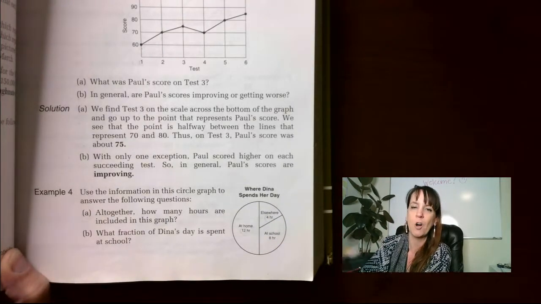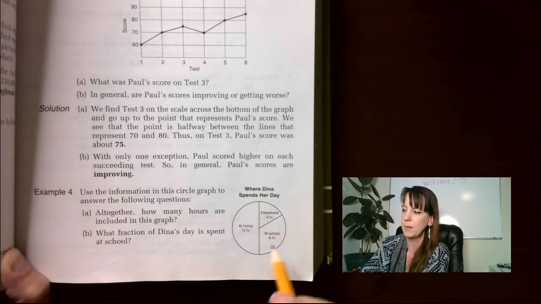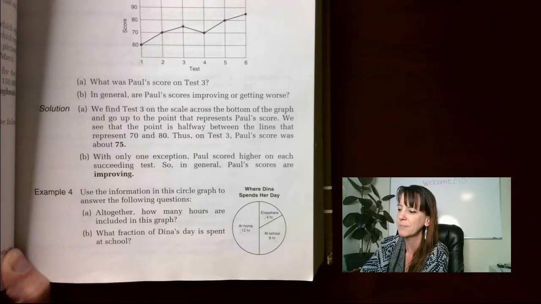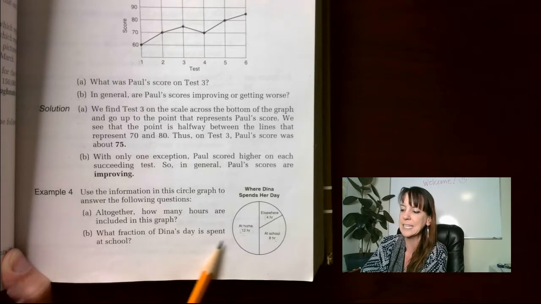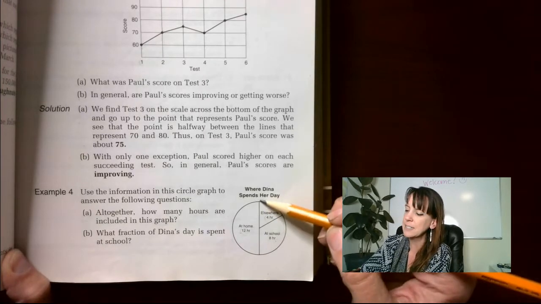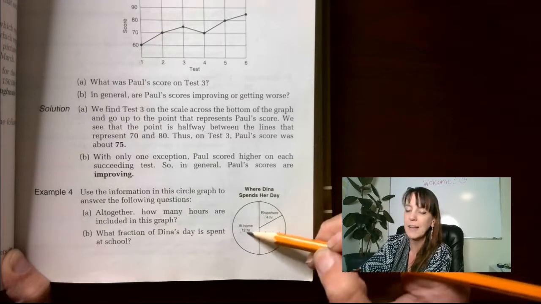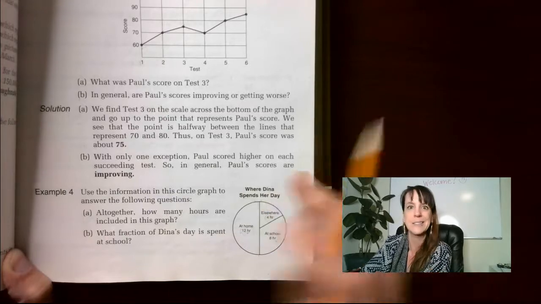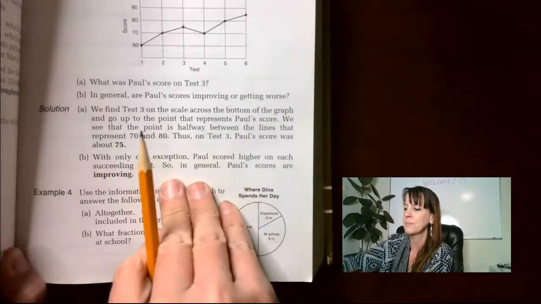Notice we have to include all the hours in the day. Either she's at home, at school, or she's elsewhere, right? There's not really any other option that it could be. What fraction of Dina's day is spent at school? This is pretty easy to determine because it's 12 hours out of the 24, so it's half. Plus it looks like it's a half.